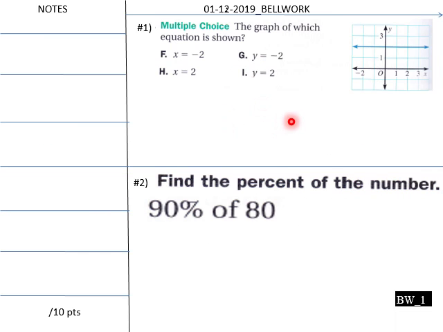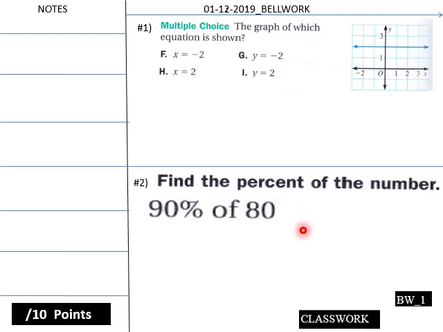Today's bell work, teachers: the graph of which equation is shown here? Here's your graph. And then find a percent of the number, 90% of 80. Give your students about 4 minutes.